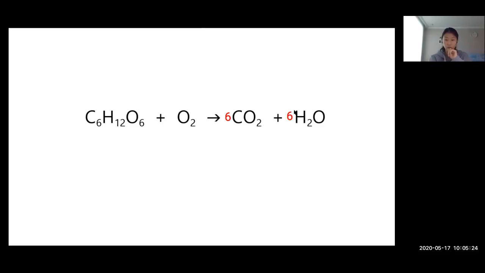We also need to put in a 6 in front of the H2O, so now that would give us 12 hydrogen atoms, as we can see, and another 6 of the oxygen atoms. And here we have to add another coefficient of 6 in front of the O2 to balance the equation. So now we can see that we have 6 carbon atoms, 12 hydrogen atoms, and 18 oxygen atoms, and the same for the other side.